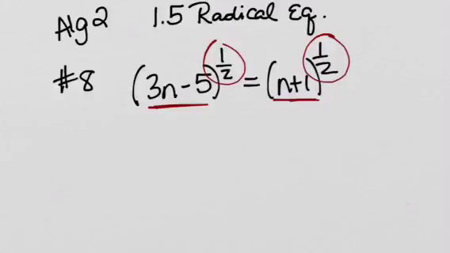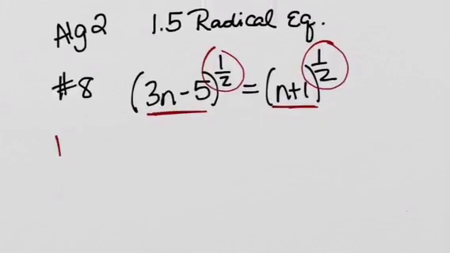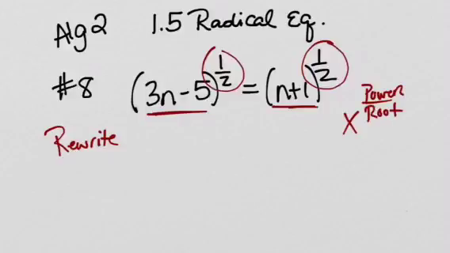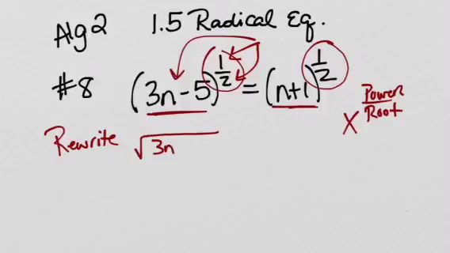Okay, so the first thing I'm going to do is rewrite this. If you remember from class, the power in the exponent that's in a fraction form is power over root. So what that tells me is that I have one of the parentheses underneath of a square root. So what does that look like? It looks like a square root of 3n minus 5 equals a square root of n plus 1.